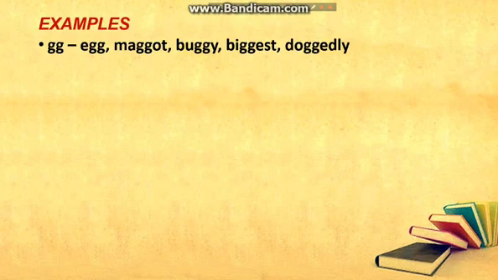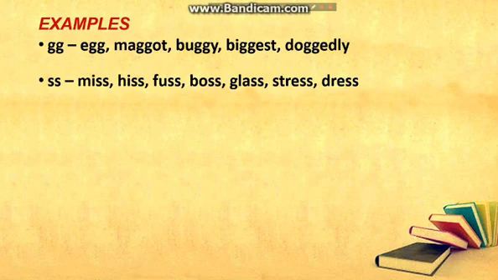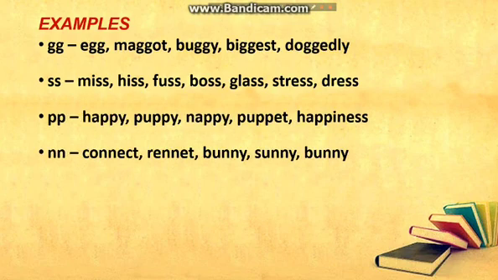We have g as in egg, maggot, buggy, biggest, doggedly. We have s as in miss, horse, force. We have puppy for p. So if you see a double consonant, only one is actually pronounced. Happy, puppy. You can see from the examples I'm giving that the sounds here are all phonetically sounded.